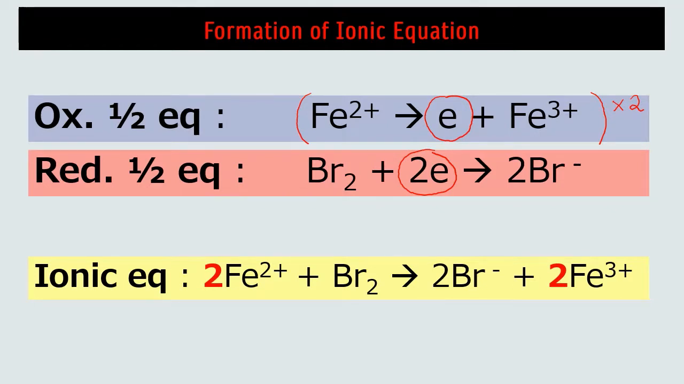After we have timesed the oxidation half equation by 2, it will become like this: 2 electrons plus 2 iron 3 ions. So when the electrons are the same, one of the electrons before the arrow and one electron after the arrow, we can cancel out the electron. After that, just write the remaining reactants and product and it becomes the full ionic equation.